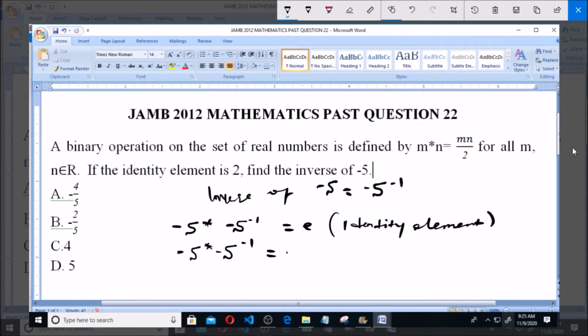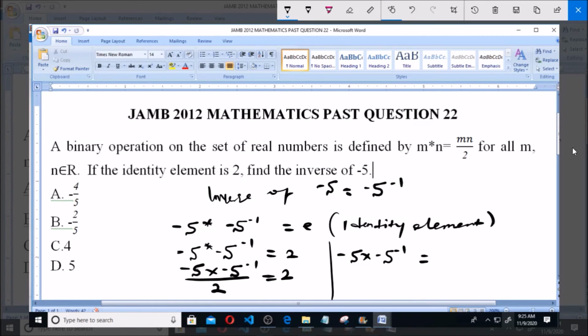Now, from this expression, m * n is equal to mn over 2. We can therefore say that -5 * the inverse of -5, that's -5 raised to the power of -1, is equal to -5 multiplied by -5 raised to the power of -1, all over 2, which is equal to the identity element 2. Now, this simply means that -5 multiplied by -5 raised to the power of -1 is equal to 4. That is, this 2 multiplied by this 2 gives us 4.